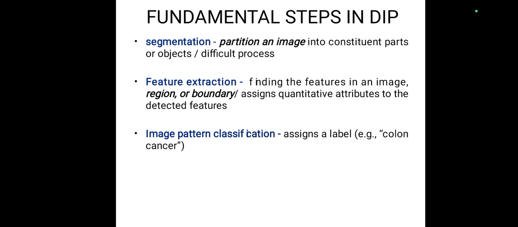Then recognition. This is the final step. This is a classification where the system assigns a name or category to the objects based on features. For example, the system may recognize round objects as a tumor or rectangular ones as a table. So object recognition is widely used in AI, face recognition, and robotics.